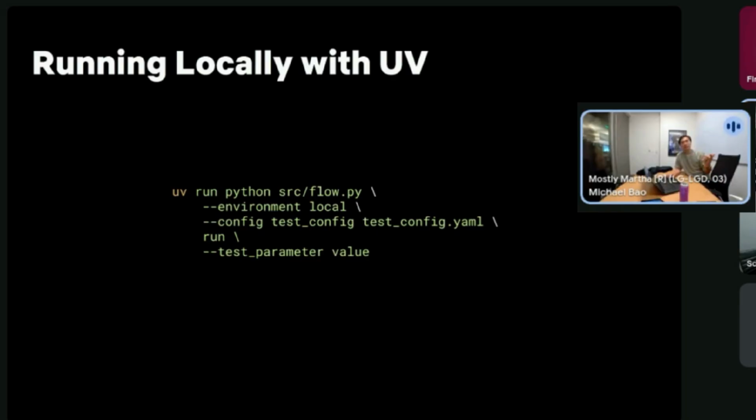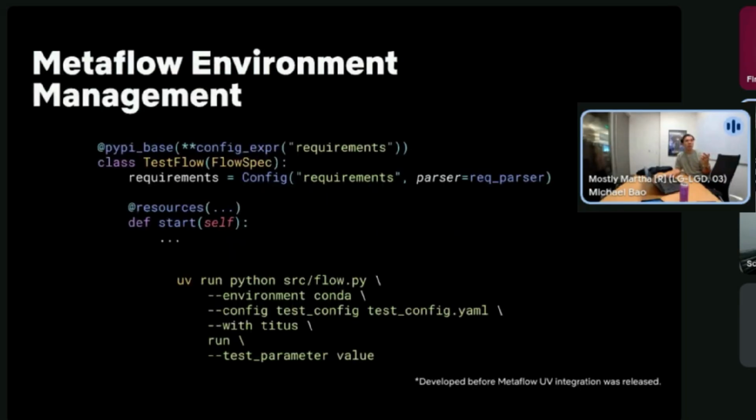Now the complexities get introduced when you want to run something like this on not your local machine. You want to run it on internal compute, and so this is where we go back to where we use PyPI-based. Metaflow provides the new config stuff, so we're able to parse a requirements file, and that requirements.txt file is able to get passed into the PyPI-based, which lets Metaflow create this Python virtual environment on the fly whenever it runs.